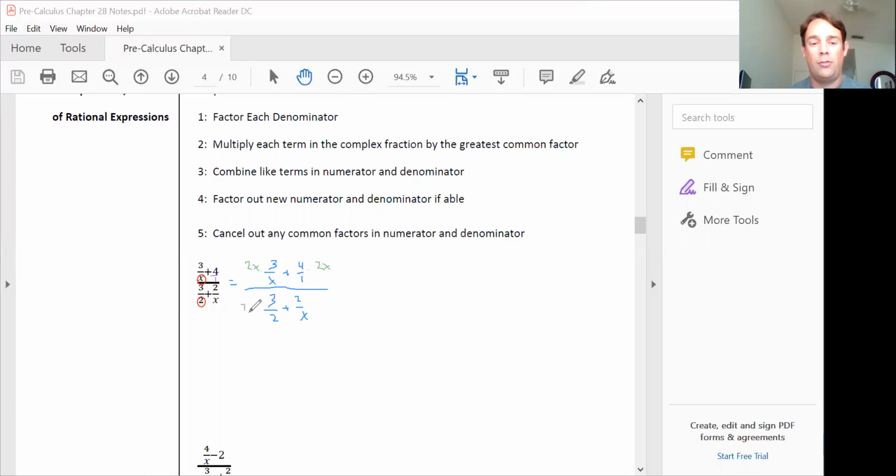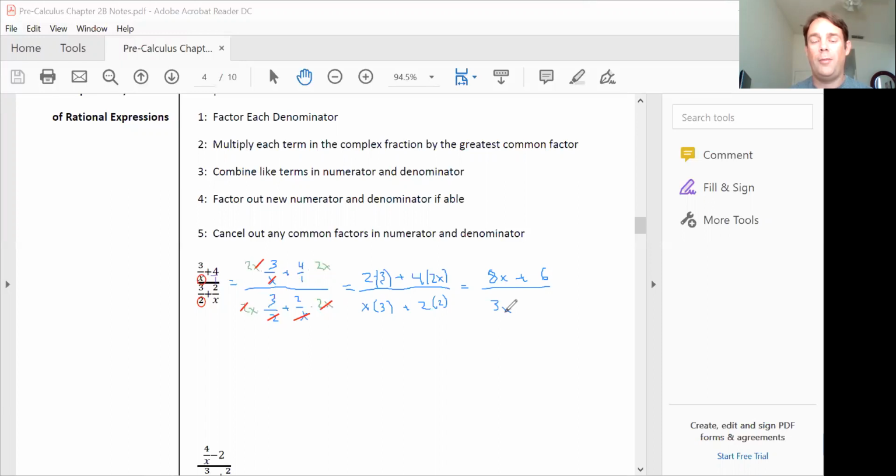So if I multiply every term by 2x, that's like multiplying by 2x over 2x, which is 1. So it doesn't change the value of it. And now we're going to go ahead and get it down to a single fraction. When we do that now, we end up with 2 times 3 plus, I'll put that in parentheses, 4 times 2x, all over x times 3 plus 2 times 2. And friends, I end up with 8x plus 6 all over 3x plus 4.